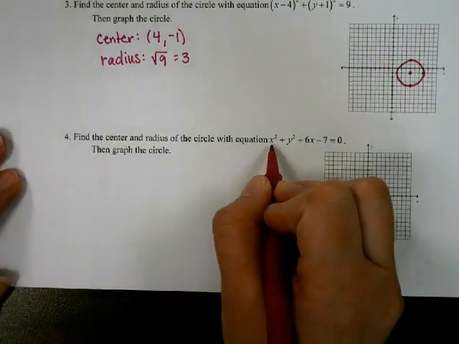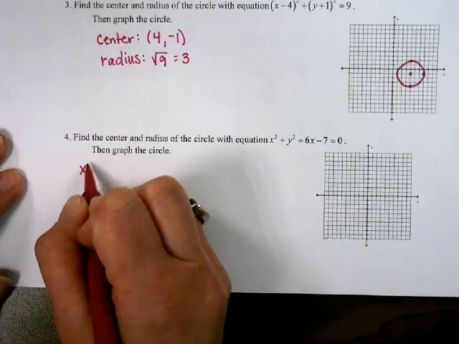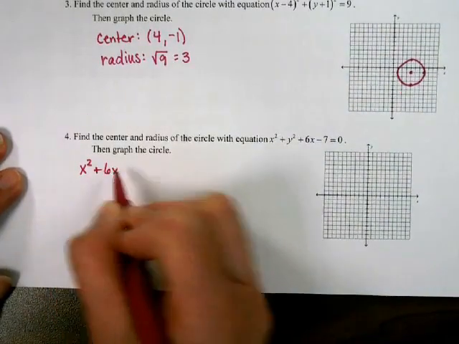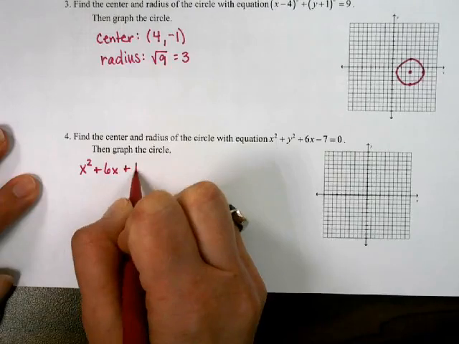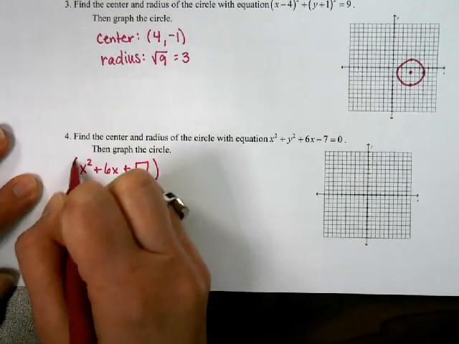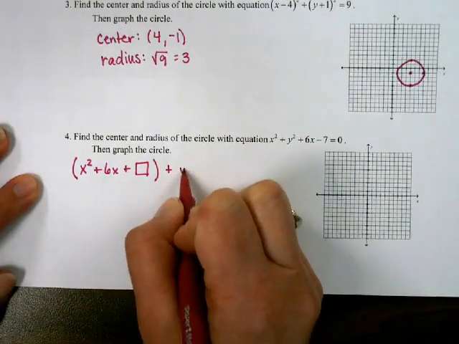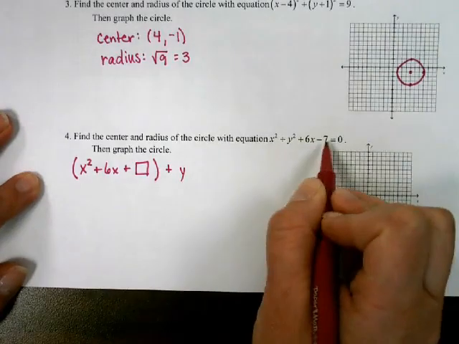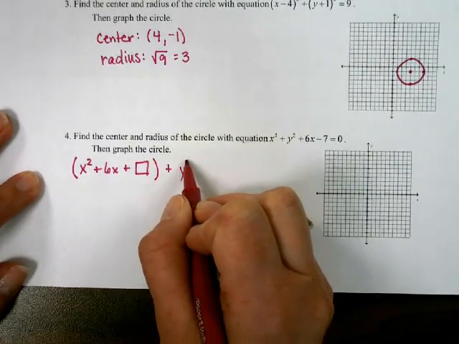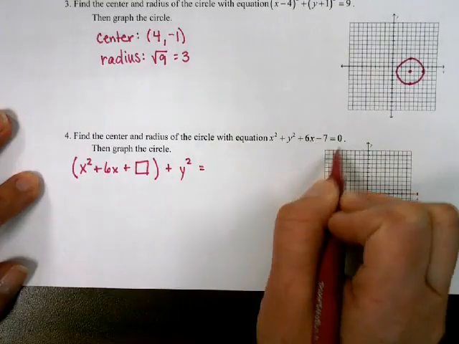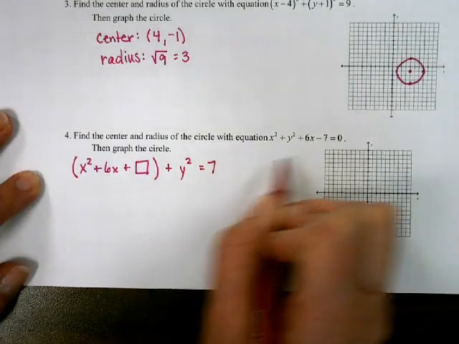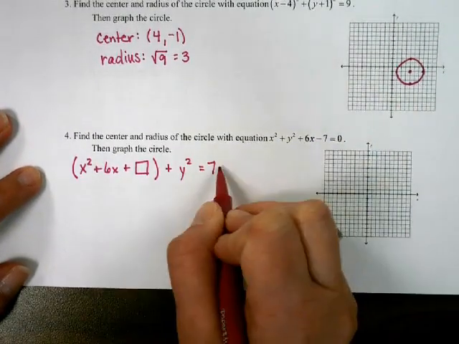So I'm going to put the x's together. x² + 6x, and I'm going to add in a box so I can complete the square. Now, with the y, I don't have a plain old y term. So this is y², and I'll show you what we're going to do with that in a second. Plus 7, move that to the other side, and then add in my box.